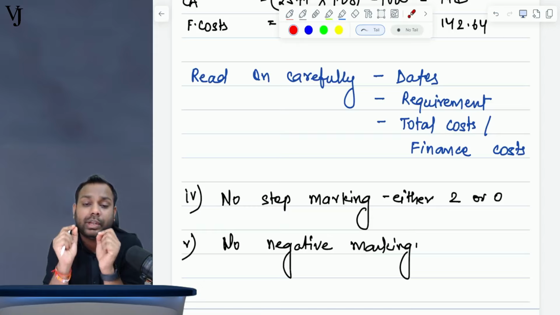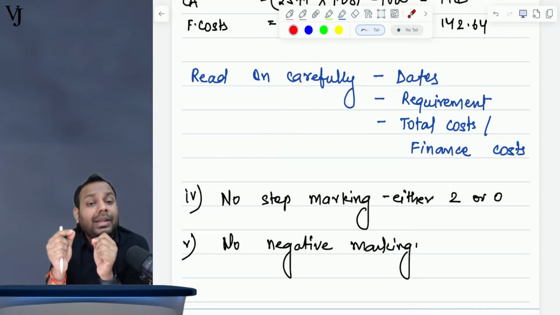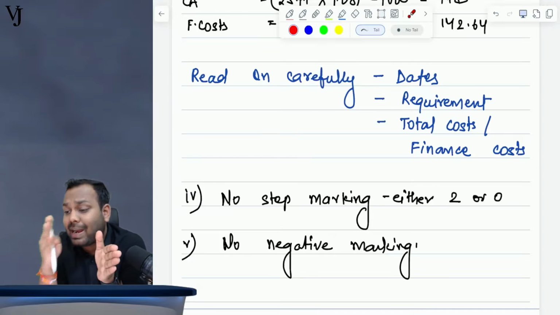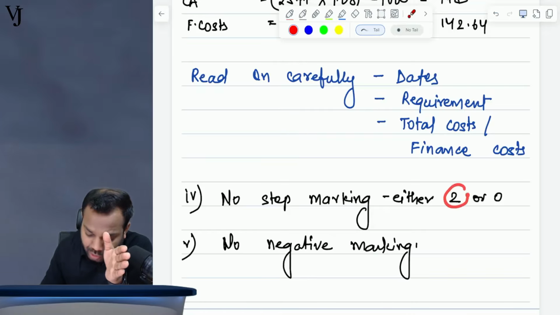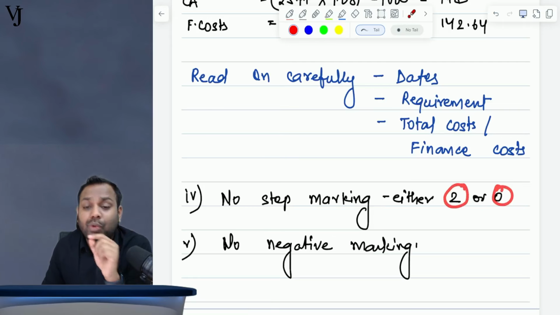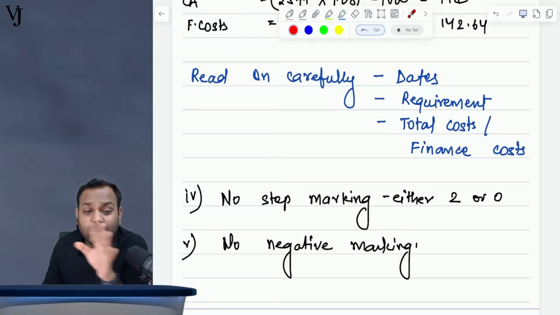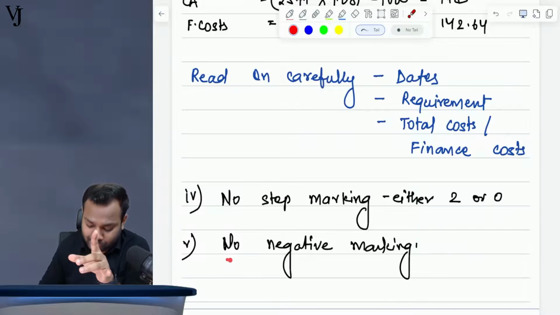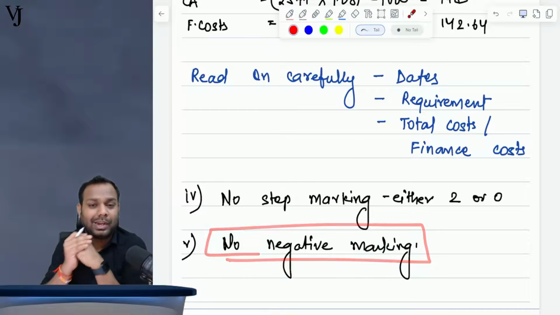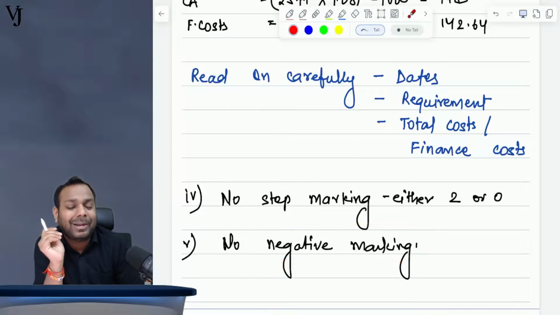Read the question carefully and understand that in questions of section A and section B, you either get 2 or 0. There is no 1, 1.5, or 0.5. There is nothing of that sort. And also there is no negative marking. Now, how can we use this term, no negative marking?